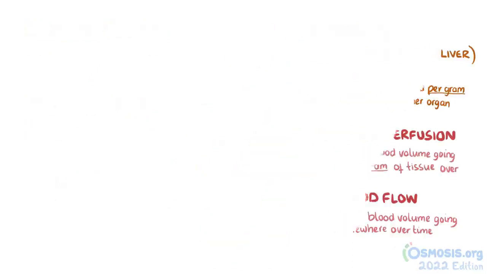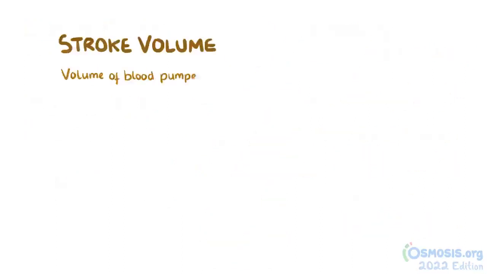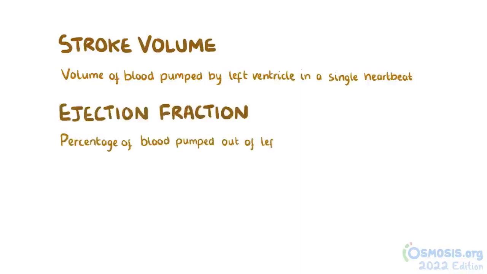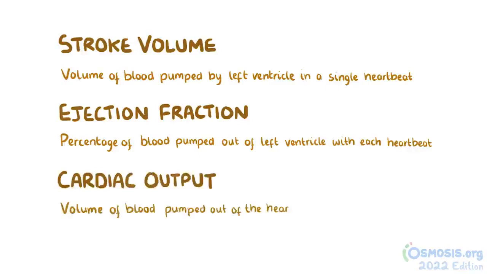Alright, so as a quick recap, stroke volume is the volume of blood that's pumped by the left ventricle in a single heartbeat. The ejection fraction is the percentage of blood that's pumped out of the left ventricle with each heartbeat, and this can serve as a measure of the heart's contractility. And finally, cardiac output is the volume of blood pumped out of the heart in 1 minute.